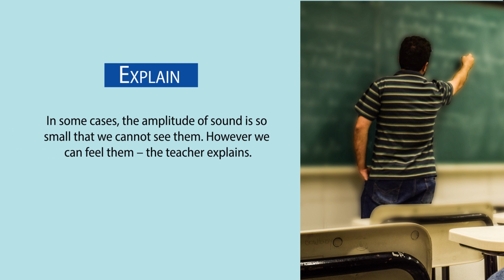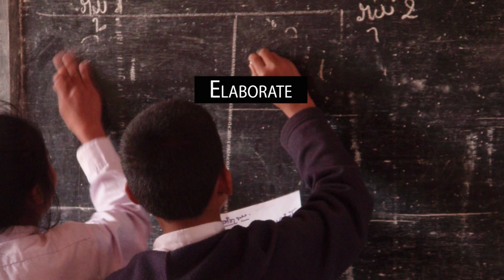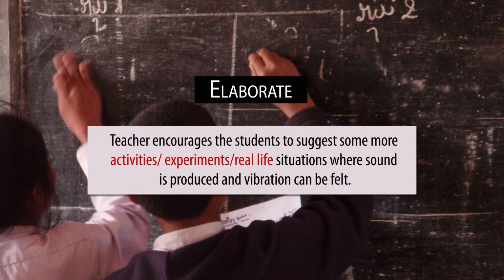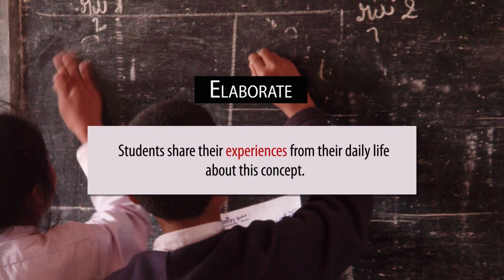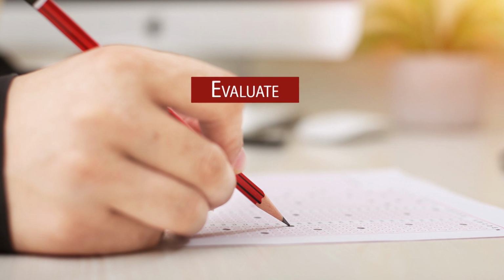In some cases, the amplitude of sound is so small that we cannot see them. However, we can feel them, the teacher explains. Elaborate is the next word in the cycle. Teacher encourages the students to suggest some more activities, experiments from real life situations where sound is produced and vibration can be felt. Students share their experiences from their daily life about this concept. Evaluate is the next word in the cycle.